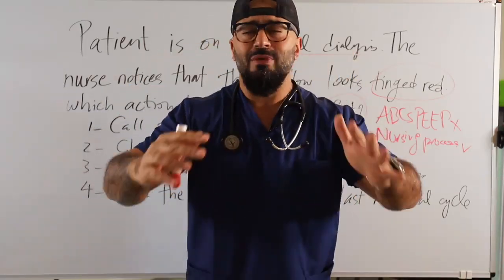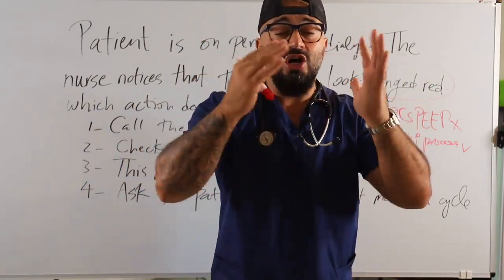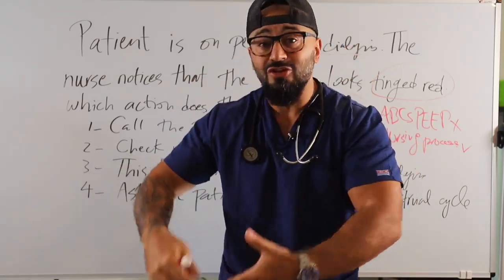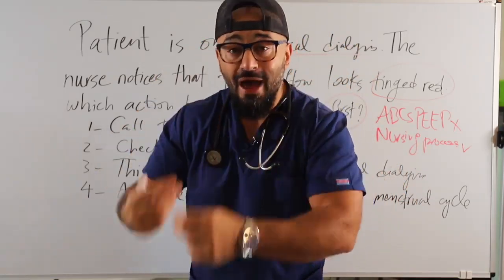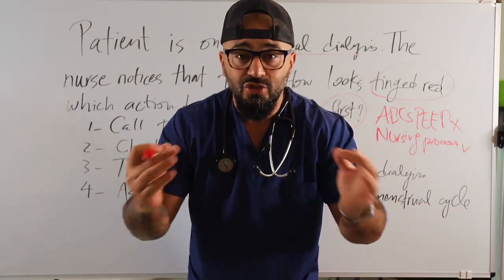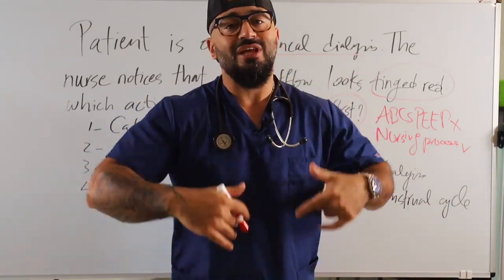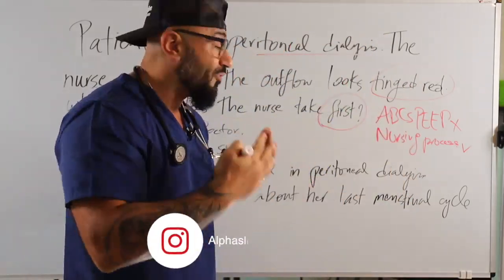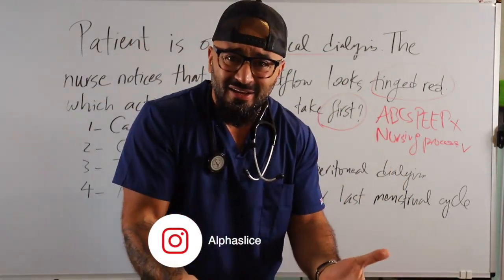So this is how I rephrase the question. I walked into the room and I saw a patient who is on peritoneal dialysis, right? I saw that in the urine catheter there is red tinged outflow or effluent. Oh my goodness, what am I going to do first? Now I understand the question because I rephrased it in my own words and it makes sense in my head. What am I going to do first? Because it's tinged red, right?